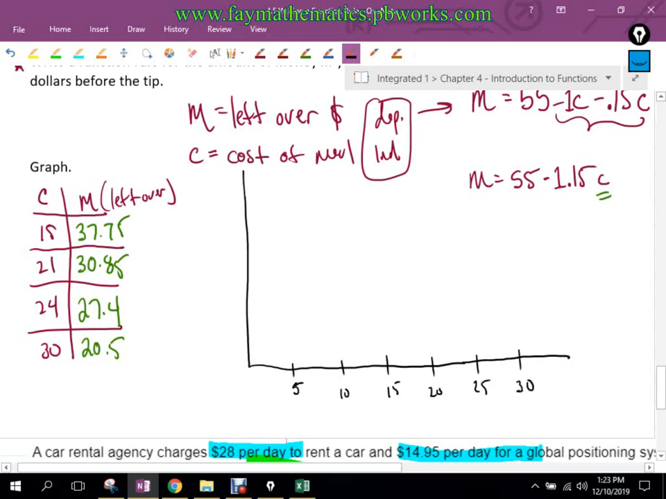Because look at my x-axis, it's actually going to be my c-axis for cost. Does it make sense that I should go by 5s based on these numbers? Now, if you want to go by 10s, 2s, or 3s, that's an option for you. It doesn't matter. Now my y-axis: my largest value right now is 37.75, and my smallest is 20.5.